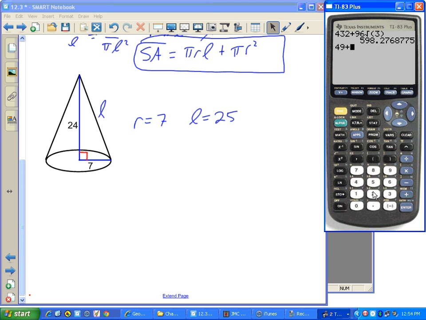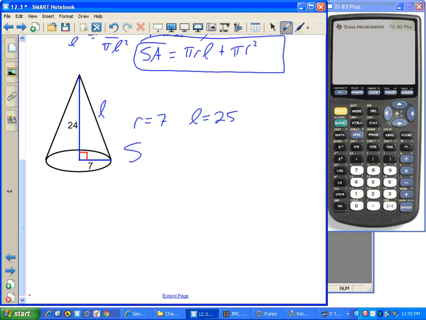I'll just show you that quick. 49 plus 24 squared, 625. The square root of 625 is 25. That's one of the Pythagorean triples, which is why I knew it. 7, 24, 25 is a Pythagorean triple. So now I've got L.